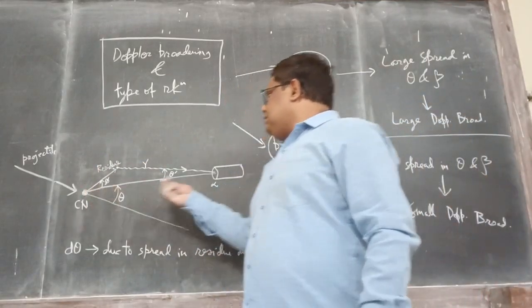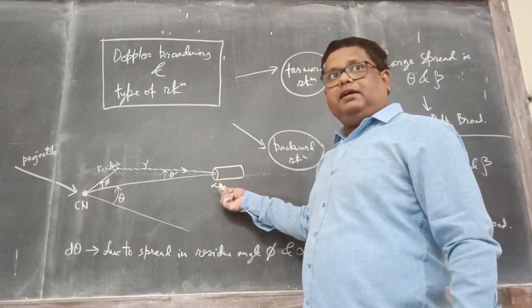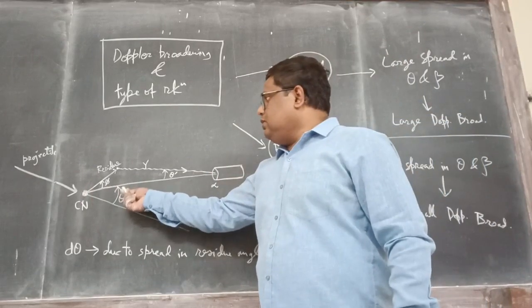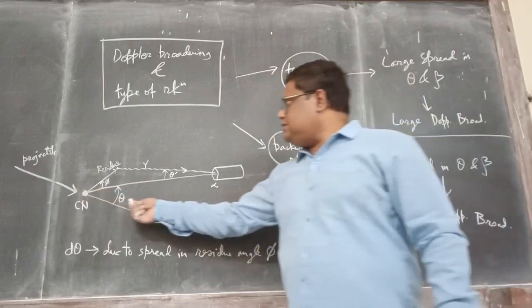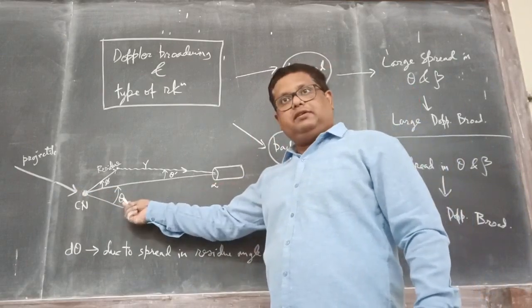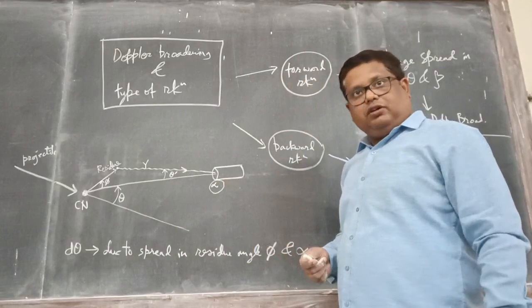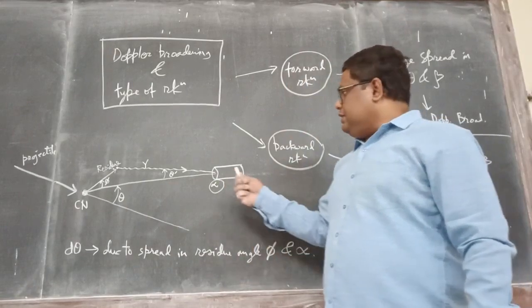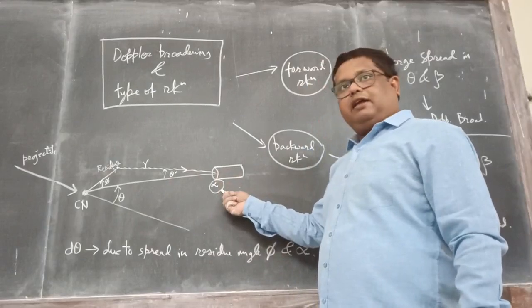Now the detector is kept at an angle, what angle? Theta, with respect to the beam direction. Okay, this is the detector angle. The detector opening angle is alpha. We have talked about it previously.